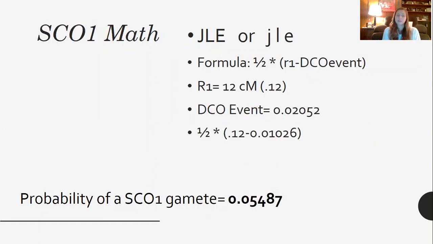While for the single crossover in region 1, for a double crossover event, I used the gamete probability times 2 to find the probability of a single crossover in region 1.